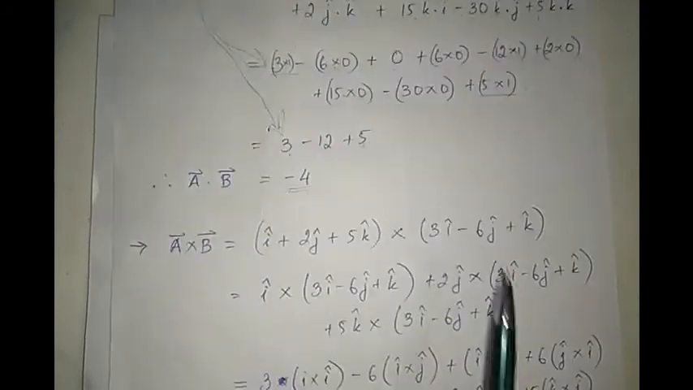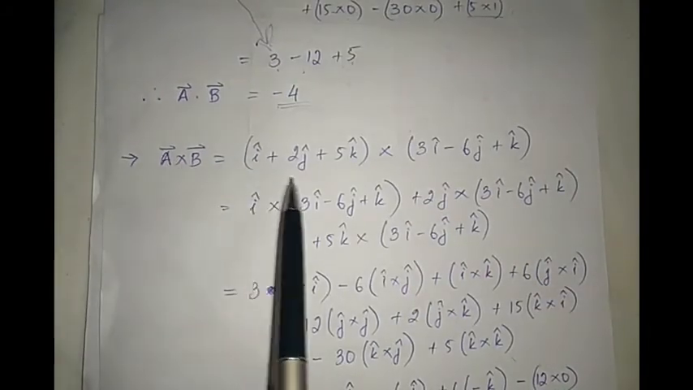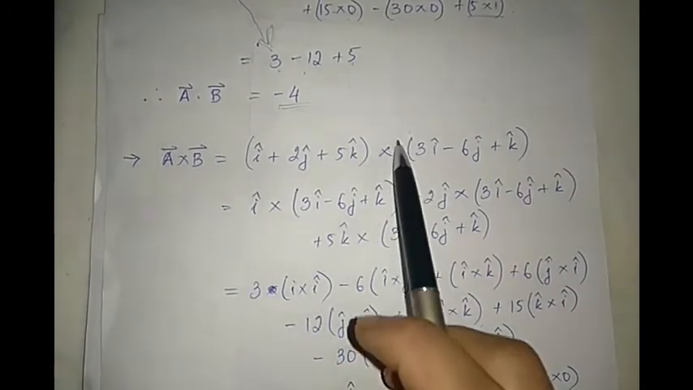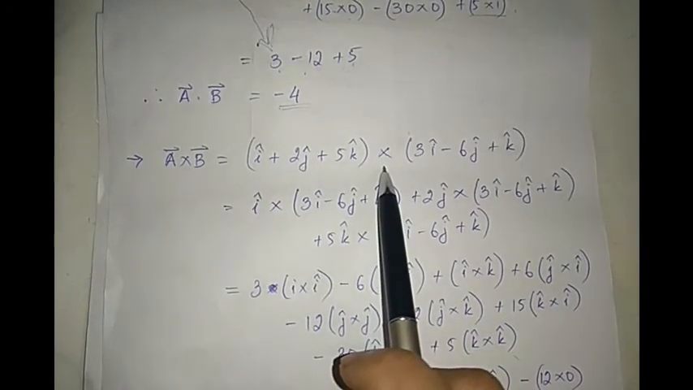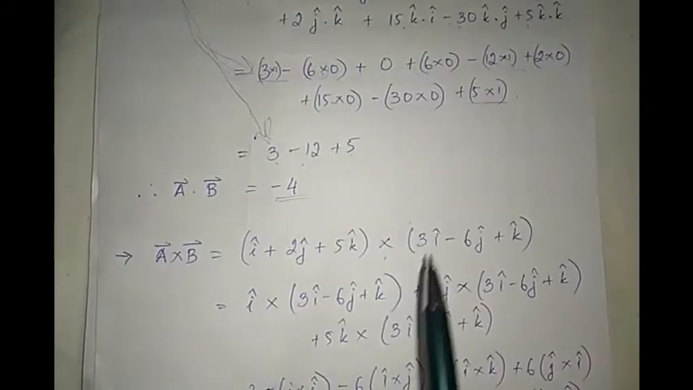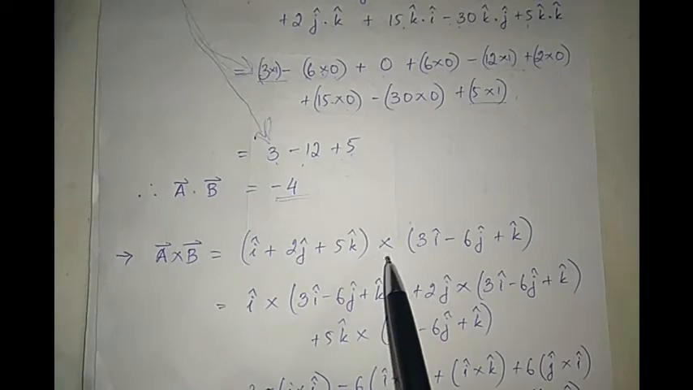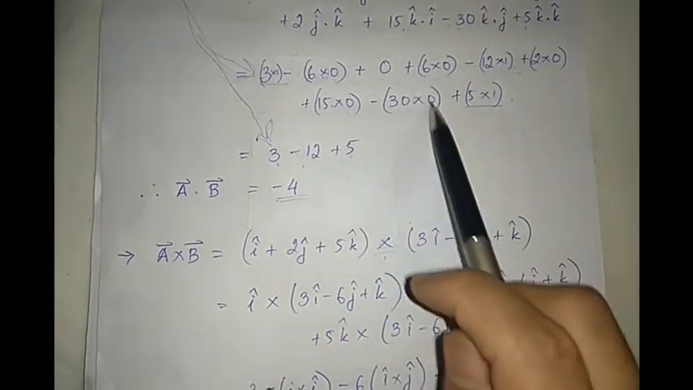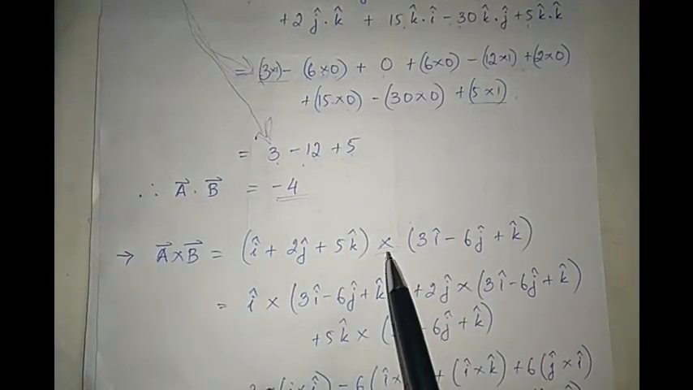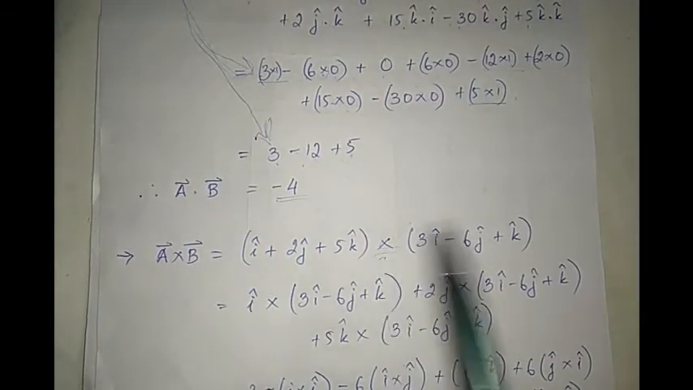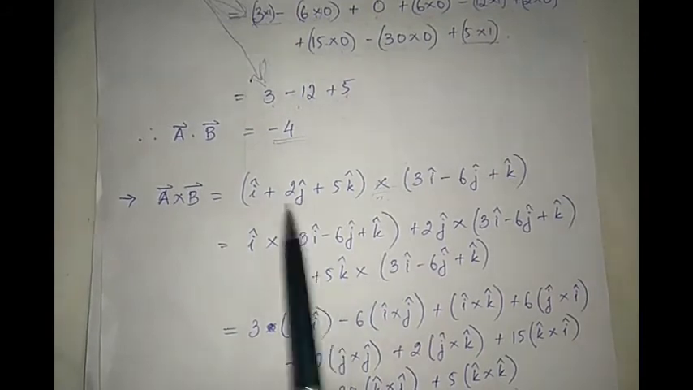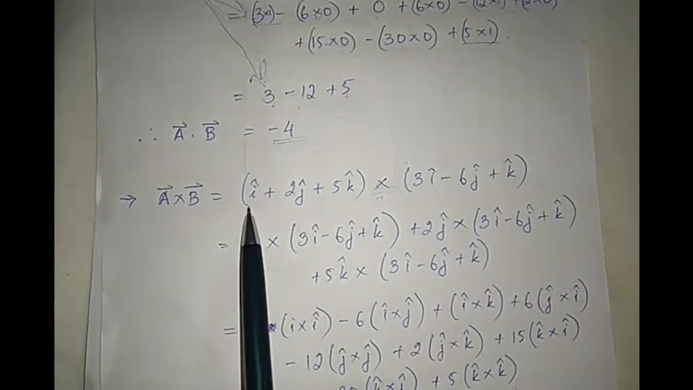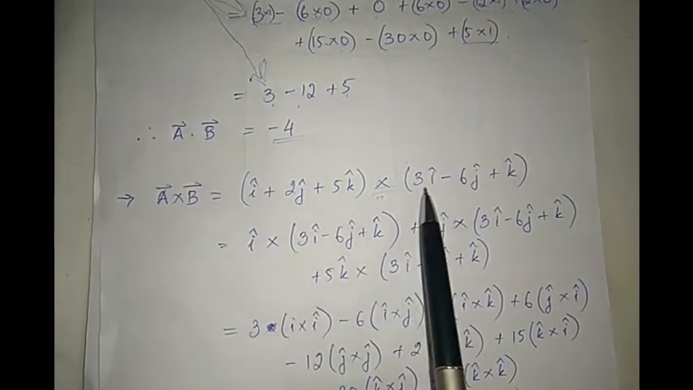Now let us find a cross b. a cross b is this. This again, now remember, this is a cross product sign. Alright, there's a lot of difference in meaning between this sign and this sign, although they look similar. This is simply scalar multiplication, this is vector multiplication, cross product. So again, we break the terms. So this gives us i cross of the whole thing.